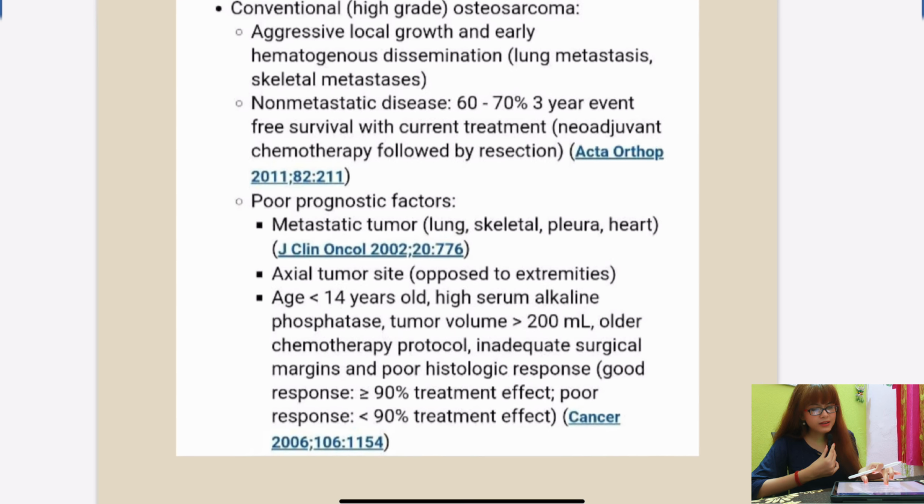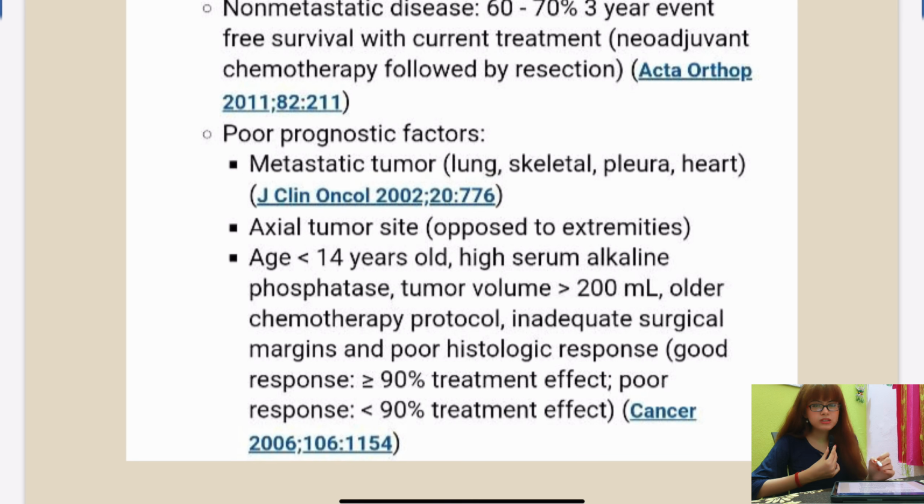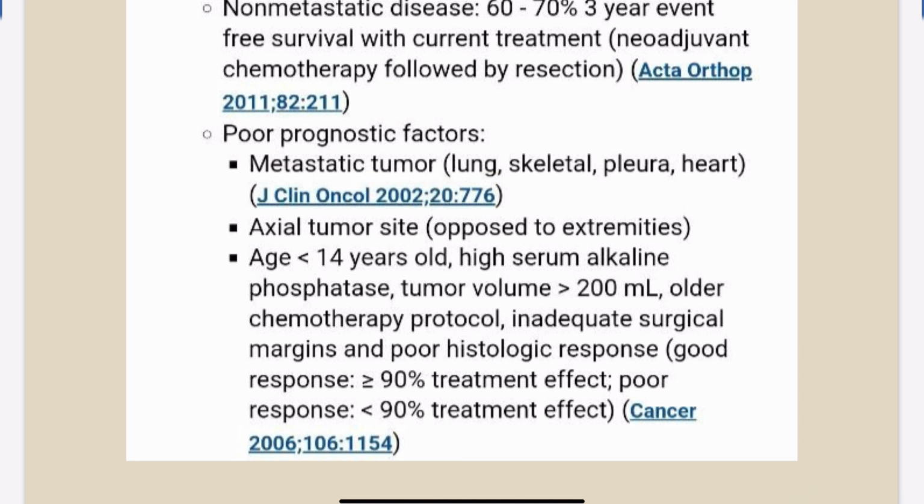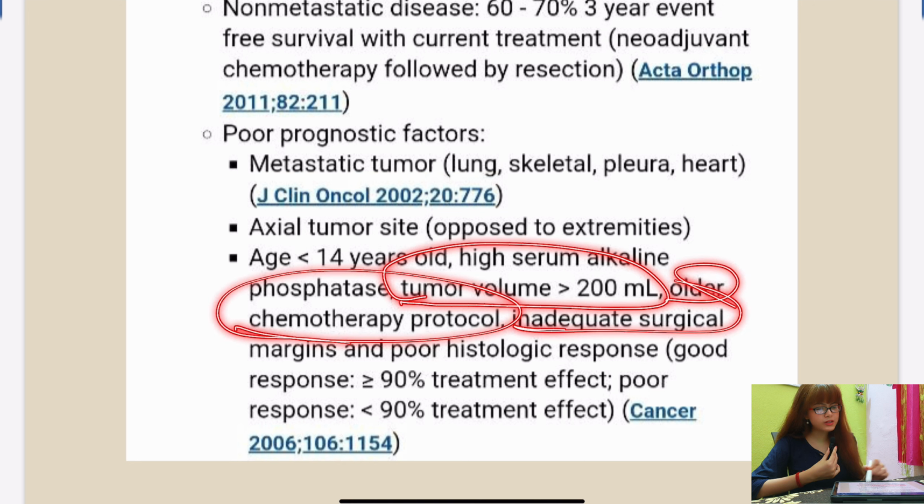Now, the prognostic factors in case of conventional osteosarcoma, you see that the poor prognostic factors are when there's metastatic tumor, axial tumor site, not the extremities, if it is in the axial skeleton then it is a poor prognostic factor. Age less than 14 years old, high serum alkaline phosphatase, tumor volume more than 200 ml, older chemotherapy protocol, inadequate surgical margin, poor histological response.